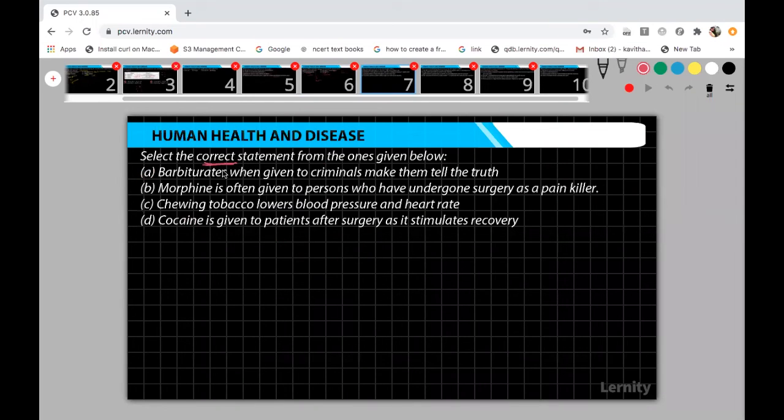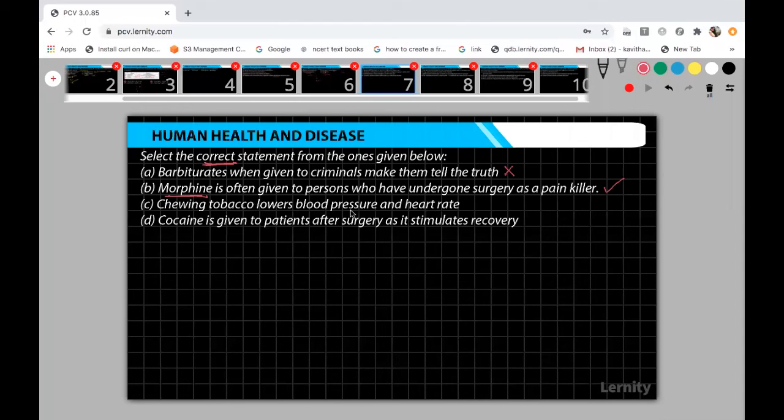Now coming to the 7th question. Select the correct statement. First one: barbiturates when given to criminals make them tell the truth. Barbiturate is a sedative. It will not make the criminal tell the truth; it will make them sleep. Then the second one: morphine is often given to persons who have undergone surgery as a painkiller. Yes, because morphine is an opiate narcotic, and opiate narcotics act as analgesics, pain relievers, so it can be given.